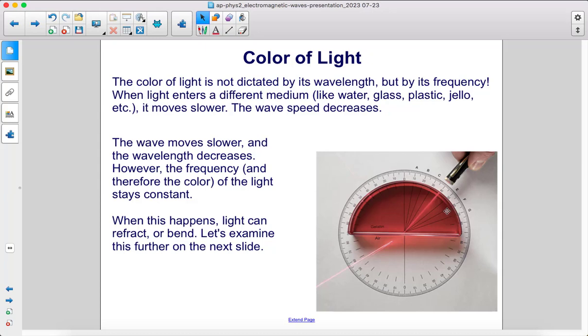When this happens, light can refract or bend, shown here. So see, this is red light all the way through. The color and the frequency of the light have not changed, but the wave speed changed, which causes the light to bend. Let's examine this further on the next slide.